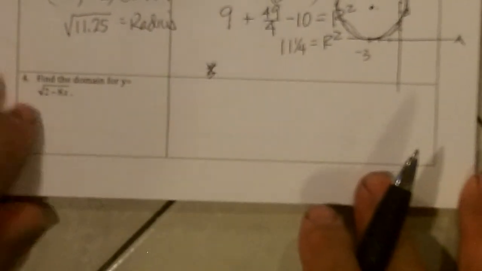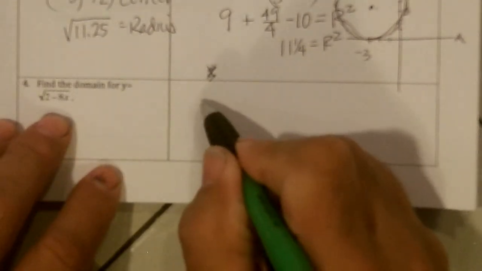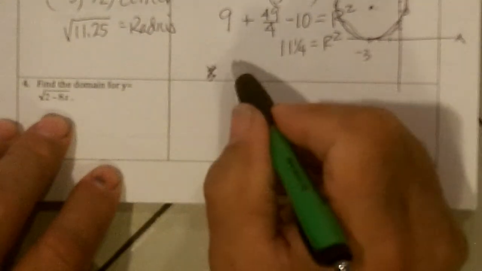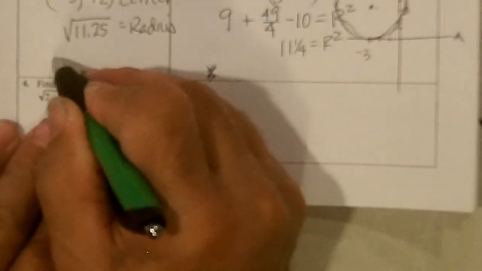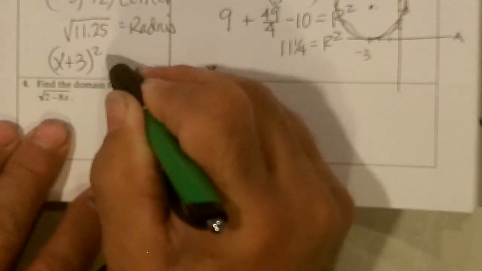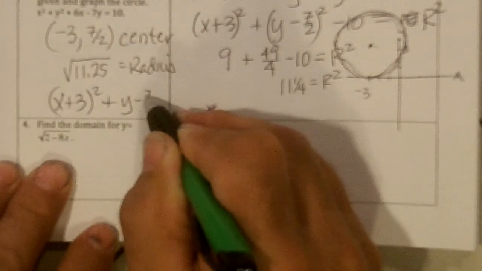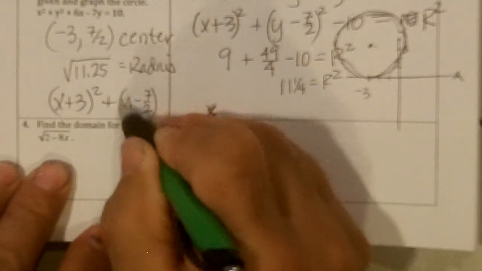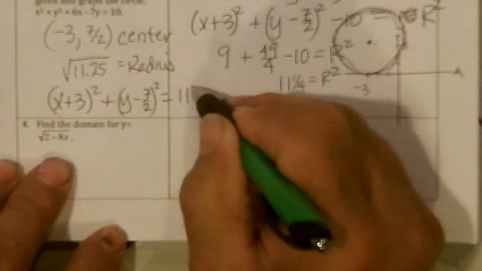Okay, find the domain. So this would be, oh, and I never finished writing the equation of the circle. I probably should do that. That would be, just in case I ask for that, x plus 3 squared plus y minus 7 halves squared is the radius squared, which is 11 and 1/4.